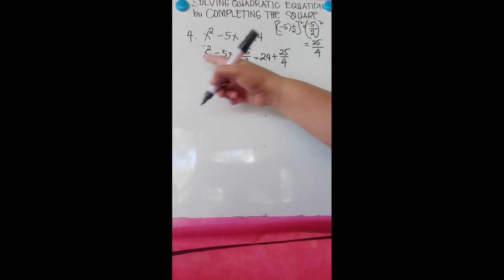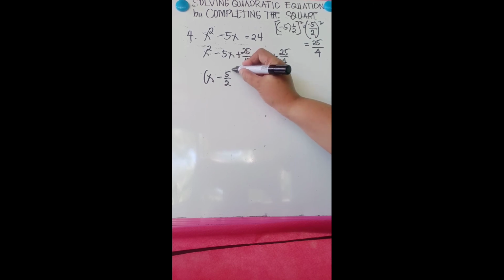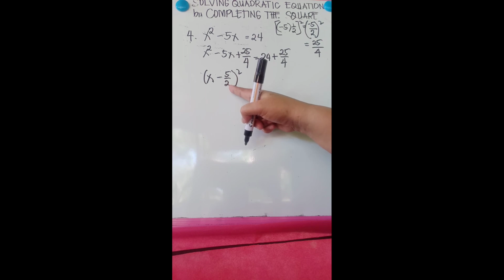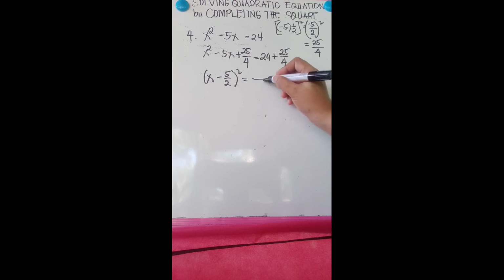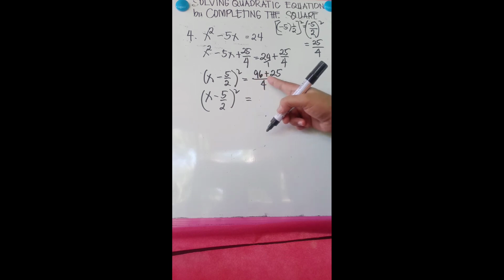So, dito, we have now a perfect square trinomial. So, express this as square of binomial. So, we have the binomial x minus 5 over 2. So, ito is square root nun, sign, then square root ng last term. Then, we have LCD is 4. 4 divided by 1 multiplied by 24 is 96. Then, plus 4 divided by 4 is 1 multiplied by 25. Okay? So, ngayon, copy this. We have x minus 5 over 2 squared. Then, 96 plus 25 is 121 over 4.